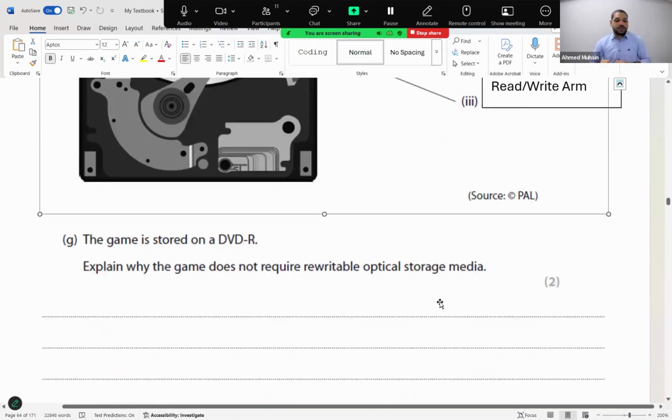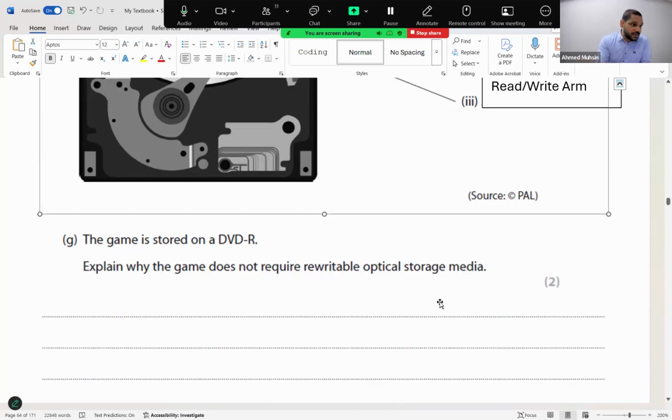The game is stored on a DVD-R. Everyone know what that R is for, right? Read only, right? Explain why the game does not require rewritable. Exactly. The developer wouldn't want his game to be modified, right? There is no need for you to modify the game. One more question, guys. Where do you install the game? On your local storage, right? You would install the game on your local storage, which might be a hard disk, which might be an SSD.